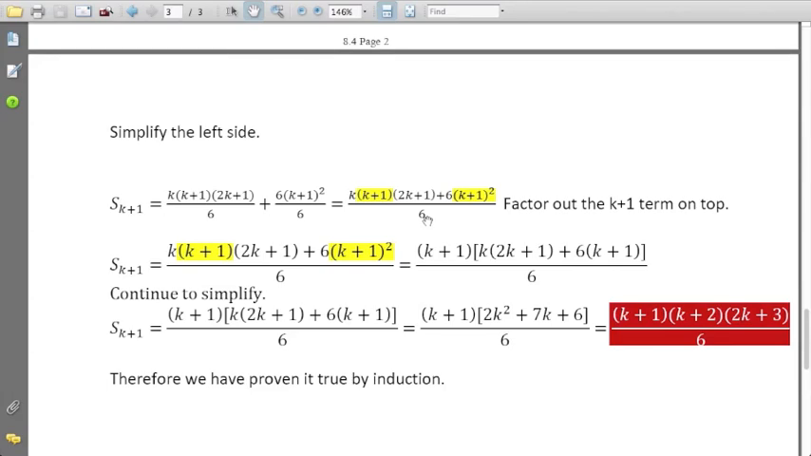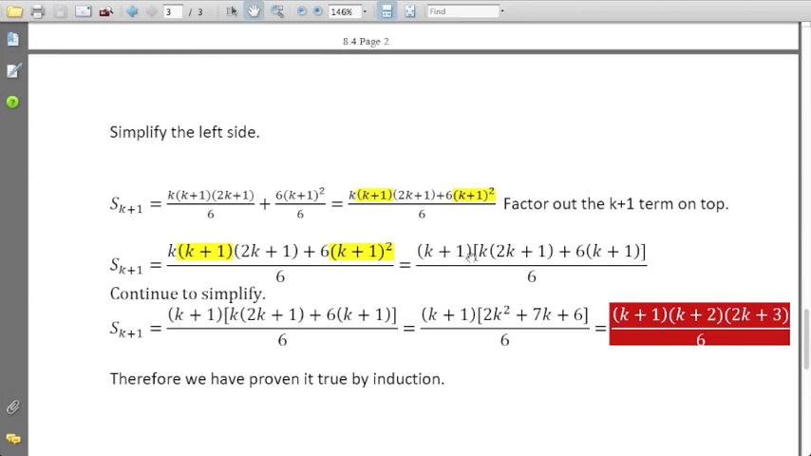Now, notice the top part didn't have any pluses or minuses. It was all multiplied together. So I'm thinking, how can I simplify this? Well, I noticed that this one had a k plus 1, and here I've got two different k plus 1s. So I'm going to factor out the k plus 1, and that looks like this. All right, this is where we started from, and these two are exact copies of each other. I just kind of brought it down. So I factored out this k plus 1 and this k plus 1 right here.